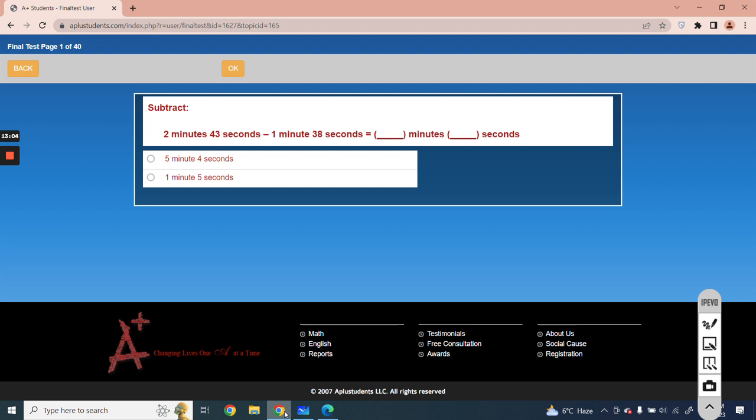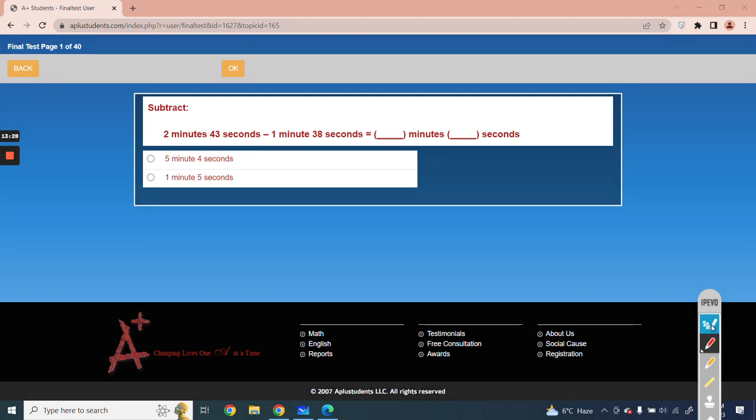So subtract 2 minutes 43 seconds minus 1 minute 38 seconds. So basically we have to subtract the time, so we can subtract the same units. Got it? Subtract the minutes from minutes and seconds from seconds. So you have 2 minutes and 43 seconds. You have to subtract 1 minute and 38 seconds. Got it? So just subtract the seconds.